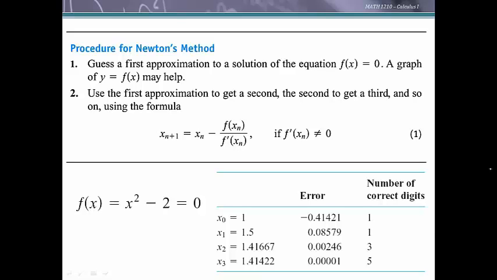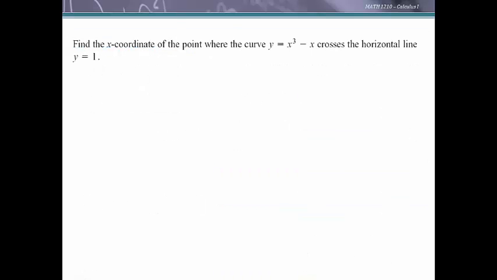So it depends on what you start with and what your function is, but very often Newton's method converges very quickly. So let's see what we could do to find the coordinate of a point of the curve y equals x cubed minus x, where it crosses a horizontal line y equals 1.